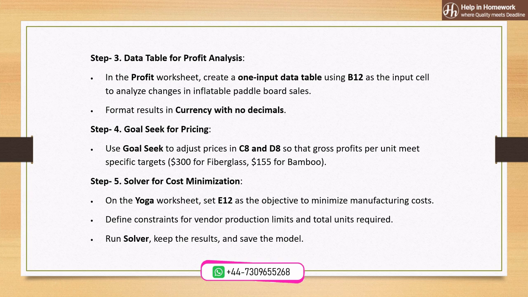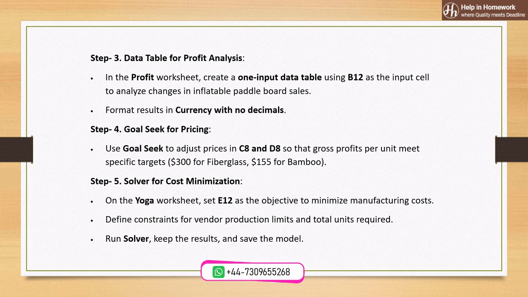Step 4. Goal Seek for Pricing. Use Goal Seek to adjust prices in C8 and D8 so that gross profits per unit meet specific targets: $300 for fiberglass, $155 for bamboo.